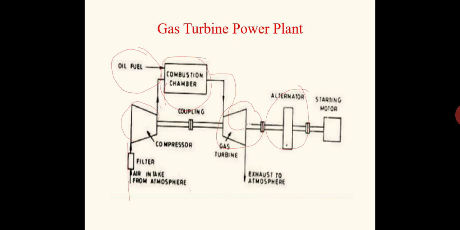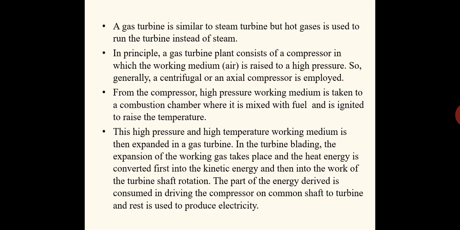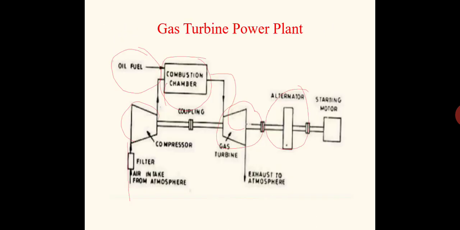One more thing I have to add: you can see the shaft from the back side of the gas turbine is connected to the compressor shaft. You can see a coupling in between. Using a coupling, the shaft of the gas turbine is connected to the shaft of the compressor. That means a part of the power produced in the gas turbine is utilized for the working of the compressor. So there is no external power used here. Whatever power is produced from the gas turbine, a part of it is used to run the compressor, around 1/3 or something like that.